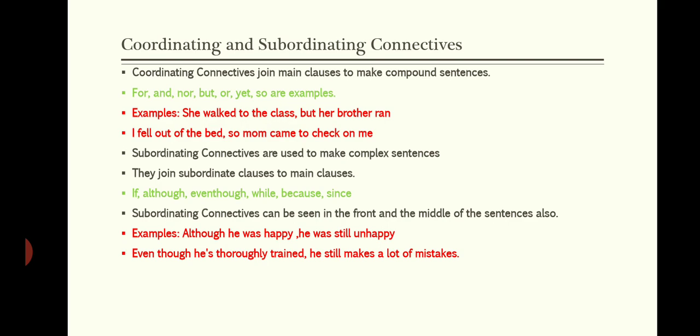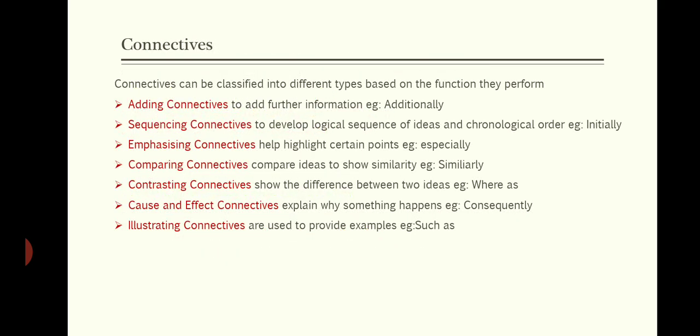So in the beginning of the sentence, we have used the connective although. Even though he is thoroughly trained, he still makes a lot of mistakes. So he is thoroughly trained, still he makes a lot of mistakes. In this sentence, even though is a subordinating connective. So let us go to the next slide.